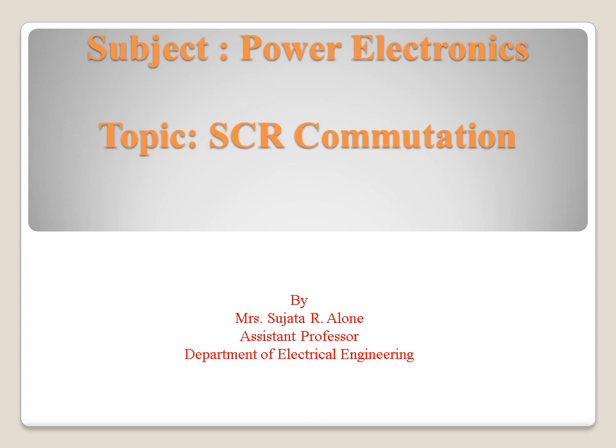Topic is SCR commutation. It is one method used to bring an SCR or thyristor from on state to off state. We know that an SCR can be activated by using a gate signal when it is in forward bias. But an SCR needs to turn off when required for power controlling, otherwise power conditioning. So for this, we will see the different methods of commutation.